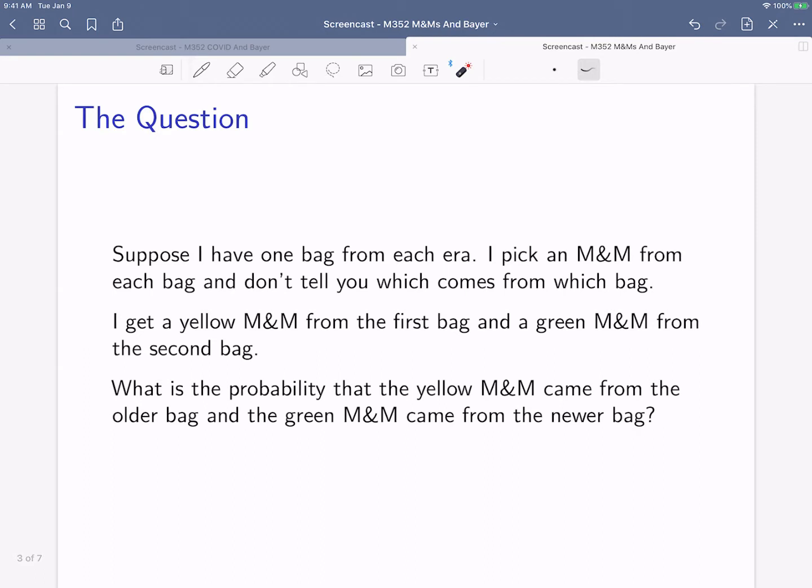So here's the question. Suppose I have one bag from each era. I pick an M&M from each bag and don't tell you which comes from which bag. I get a yellow M&M from the first bag and a green M&M from the second bag. Here's the question we want to answer. What's the probability that a yellow M&M came from the older bag and the green M&M came from the newer bag?